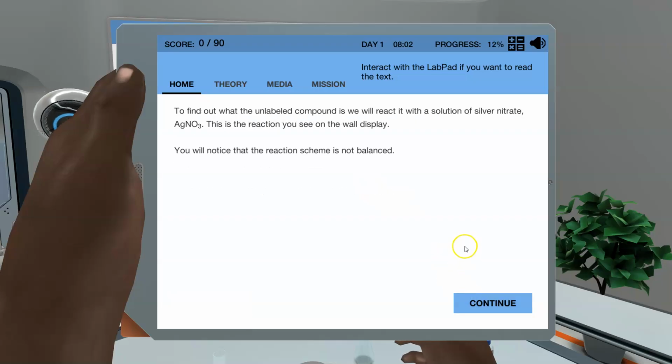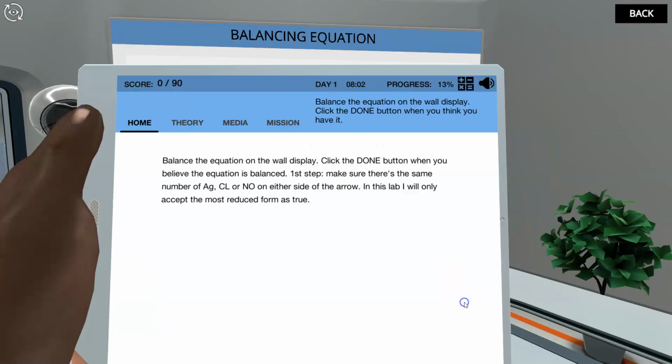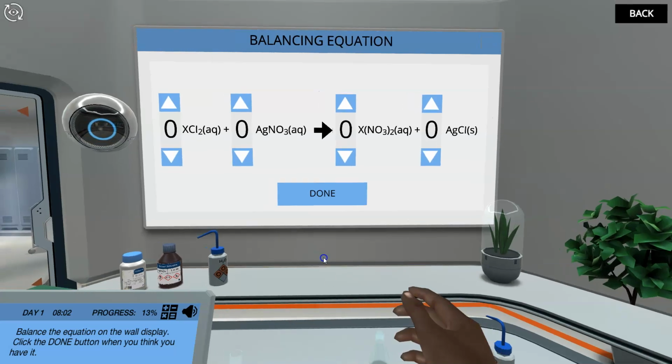To find out what the unlabeled compound is, we will react it with a solution of silver nitrate. This is the reaction you see on the wall display. You will notice that the reaction scheme is not balanced. Balance the equation on the wall display. Click the Done button when you think you have it.